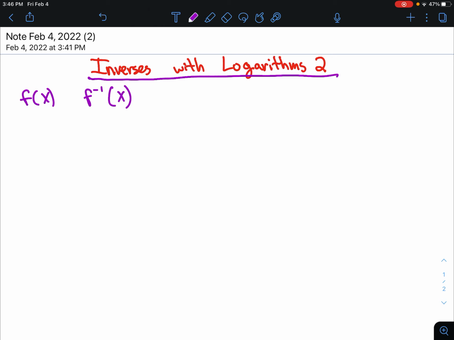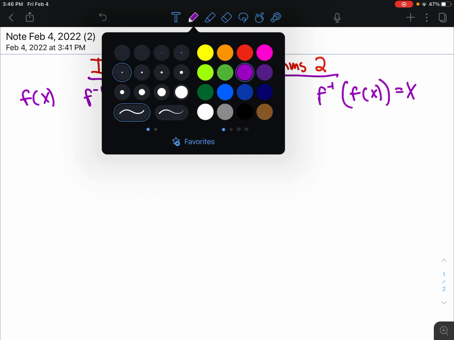has an inverse function f inverse x, we can say that f of f inverse x is equal to x, and that f inverse of f of x is also equal to x. So a function and its inverse function essentially cancel each other out, and they return exactly whatever we input if we do a composition of the two functions.